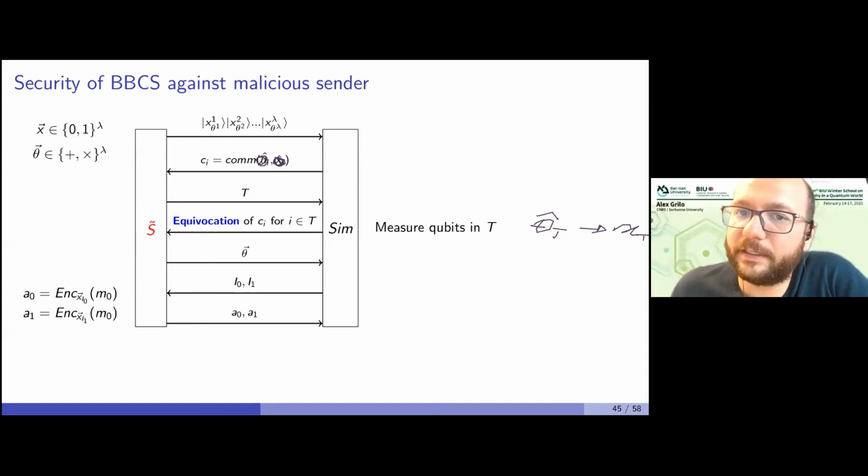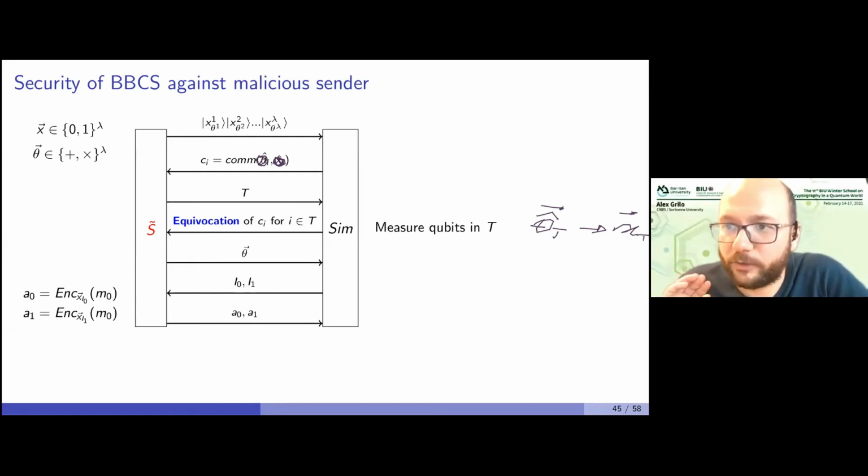And notice that these bases theta hat T will be uniform, not random. So it's not that she's cheating by measuring the right value. She's just measuring random bases, but on a specific set that will be tested by the malicious sender. Okay, so let me say it a different way. The first thing that the simulator does is delay the measurement done on the test set until after she has received the set, which tells her which set should be tested.